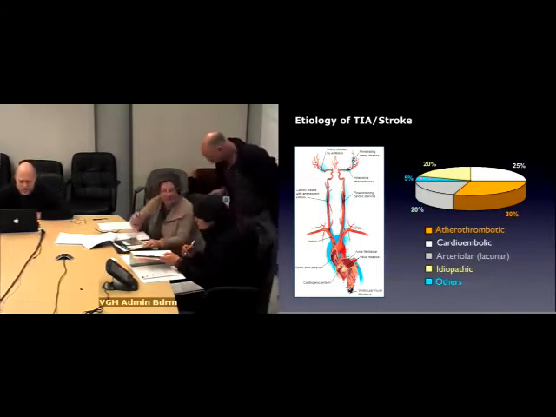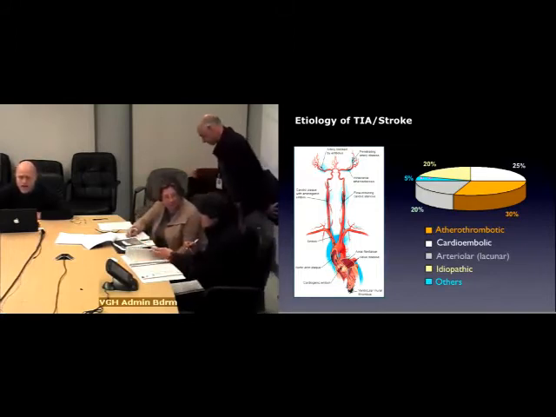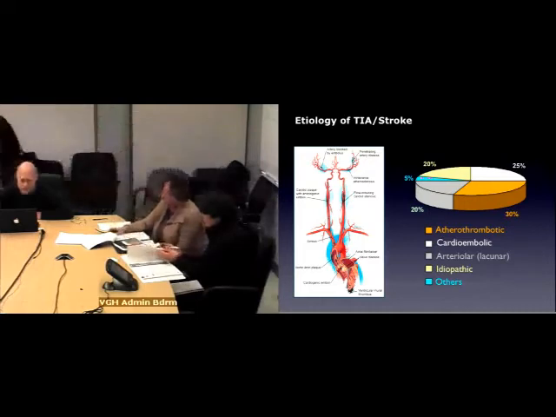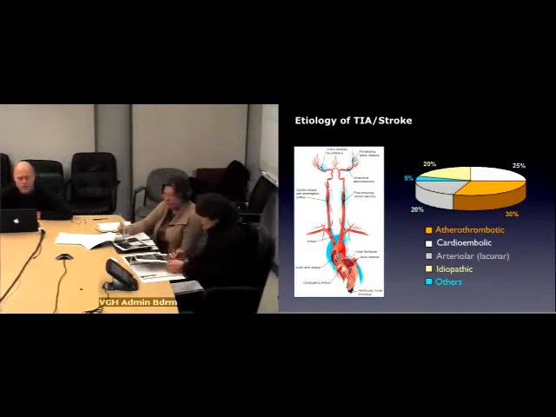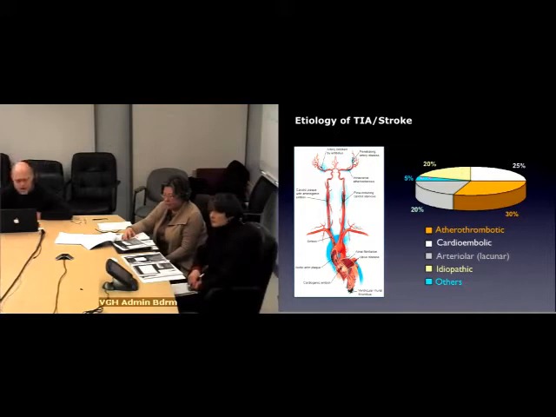So when somebody has an event, we've got all these different places to chase down, and the treatment for these different etiologies is quite different as well. We anticoagulate people who have a source from the heart. We operate on people who have a source from the carotids. And for atherosclerosis and lacunar disease in the head, we chase all the risk factor management. We hit them heavily with statin drugs and antihypertensive drugs and antiplatelet drugs. So there's a different response depending on what caused it.